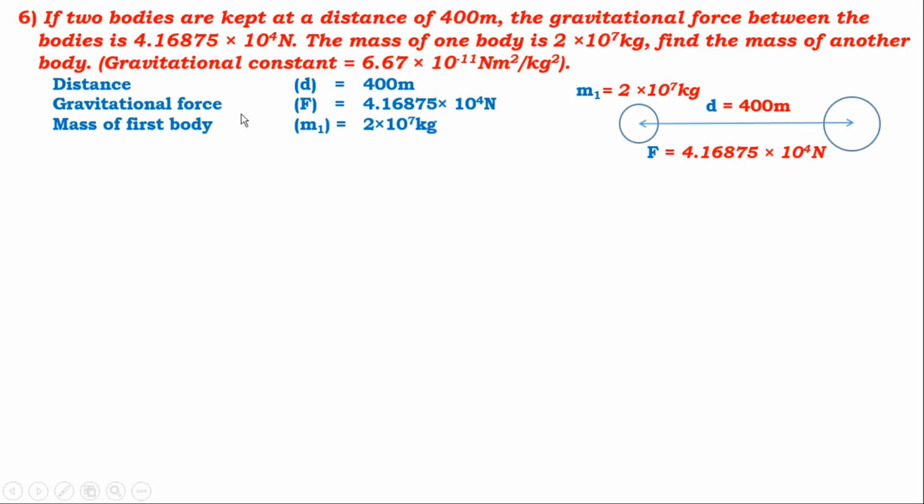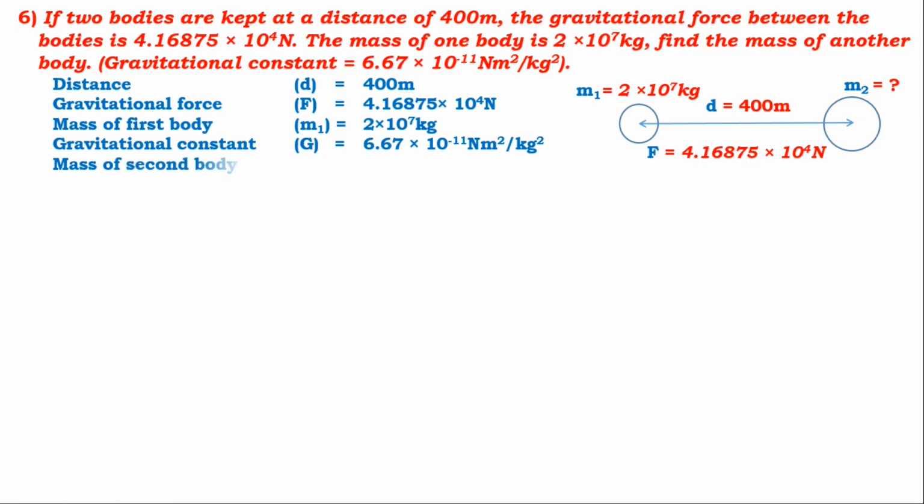Before that, here gravitational constant is given. That's why I want to write gravitational constant, which is denoted by capital G, 6.67 into 10 to the power minus 11 Newton meter square by kg square. These are the given of the numerical problem. Very easy. Just we have written given only. Now what is the question? The question is the mass of this second body, which can be denoted by m2. Mass of second body m2 equal to question mark.